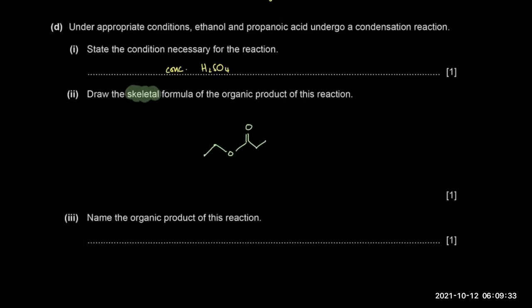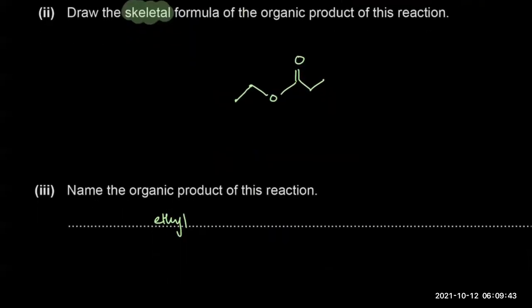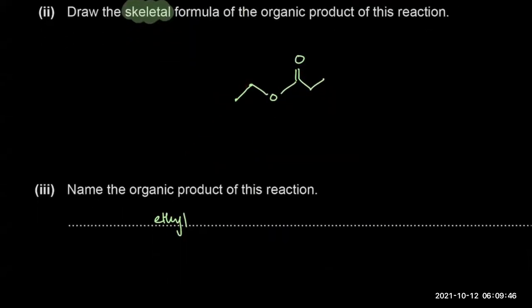Name the organic product of this reaction. What is the name of this ester? Ethyl propanoate. The name of the alcohol comes in the form of the ethyl group, a two carbon alcohol, and then the three carbon acid, so that's propanoate.